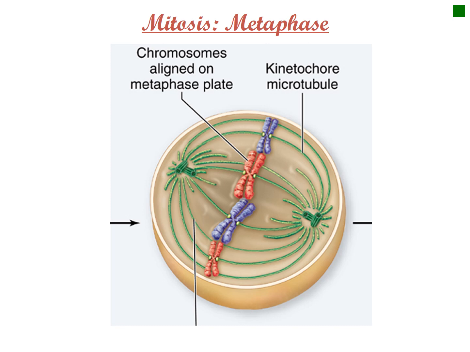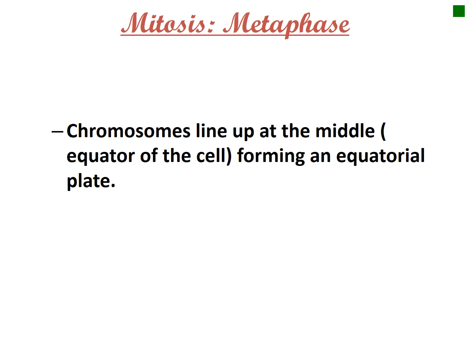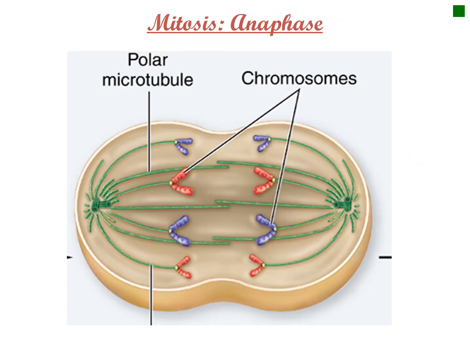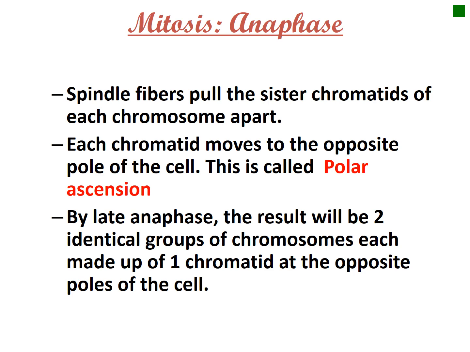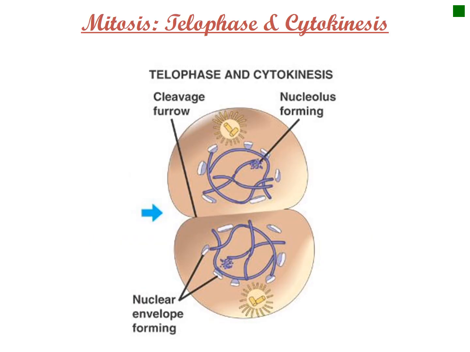Second phase, metaphase. In metaphase, the chromosomes line up in the middle of the cell, forming what is known as the equatorial plate. Anaphase. In anaphase, sister chromatids move to the opposite poles of the cell, in what is known as polar ascension. At the end of this stage, we have two groups of chromosomes, each made of one chromatid, at the opposite poles of the cell.